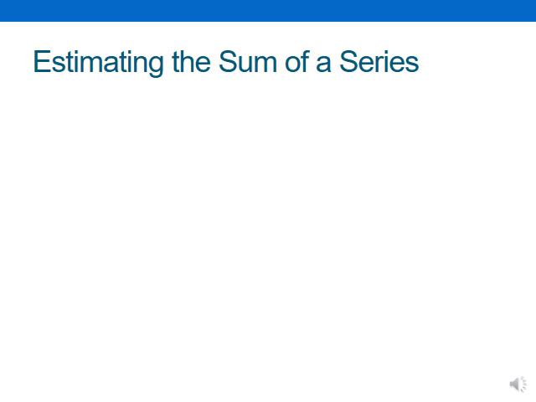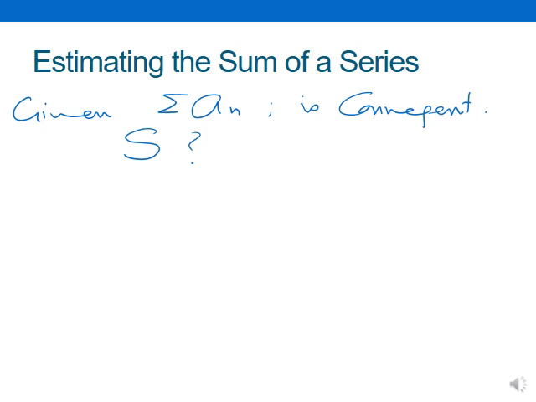Now we need to estimate the sum of a series when we have been able to use the integral test up till now to show that the series is convergent. If I'm given a series sigma an, and I can test for convergence, and I found that this series is a convergent series, and now further I need to find the sum of this series. To find the sum of this series is not an easy task. All I can do is find an approximation to this summation.